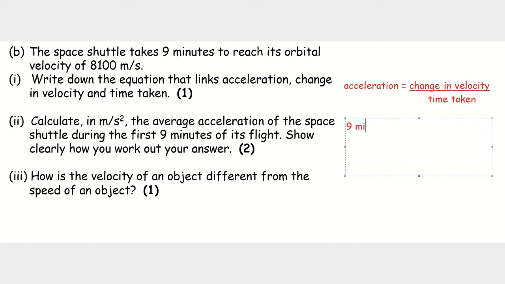So I go 9 minutes, so I go time equals 9 minutes, and then I put maybe equals 9 times 60 seconds, which comes to 540 seconds. Now my velocity, it's 8,100, that's its orbital velocity. When it started it was 0, so it's gone from 0 to 8,100.